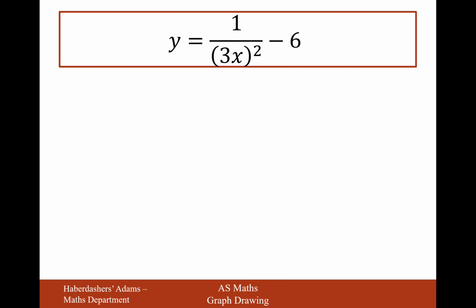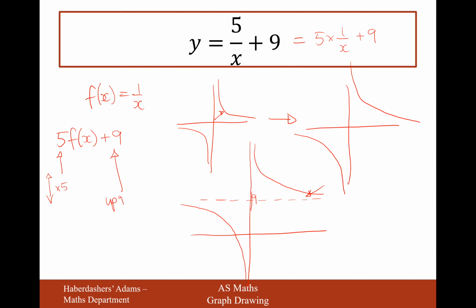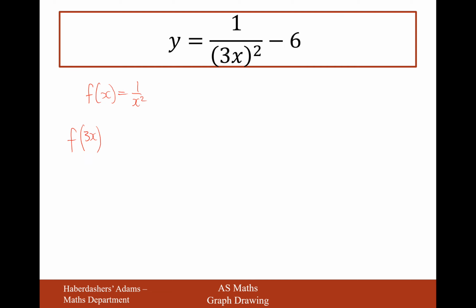Okay, moving on to the next one. This function here is going to have a parent function of 1 over x squared. And we can see here the transformation is going to be a 3 multiplying the x inside the bracket. That 3 is being multiplied straight away to the x. Different to this function here where it's just 5 times the whole function. This one here is just 3 times the x value. So it's 3 times the x value inside the bracket and then take away 6 afterwards.